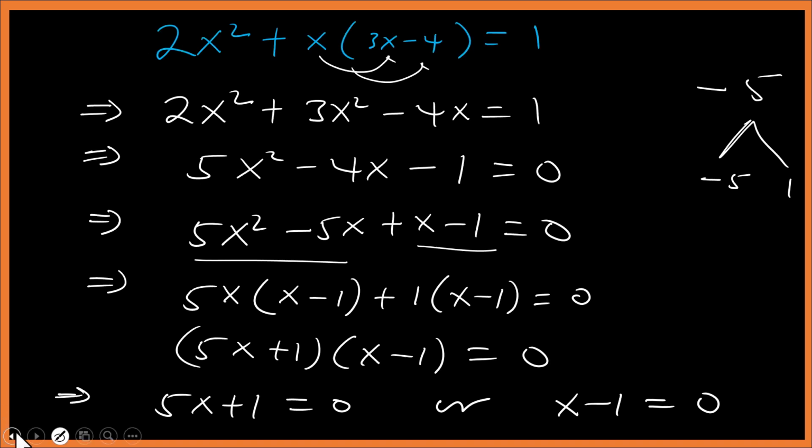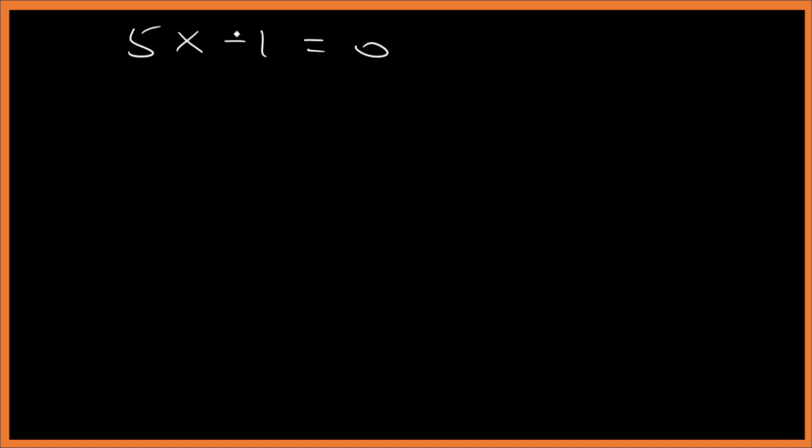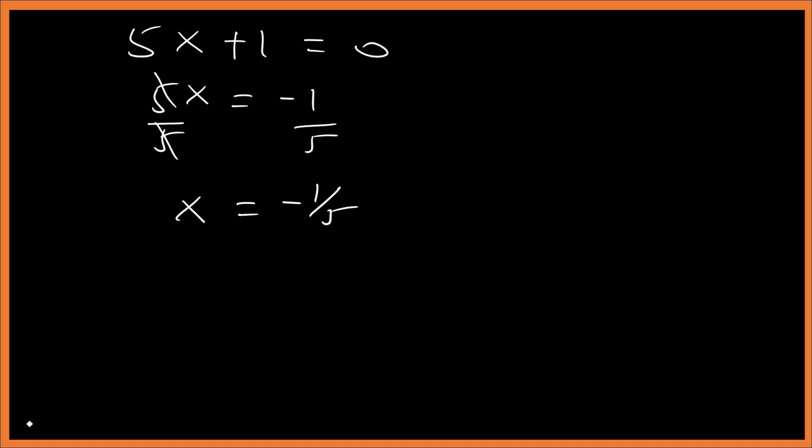So 5x plus 1 is equal to 0. So from here, 5x is the same as minus 1. Over 5, this one will cancel. x is minus 1 over 5. And we have x minus 1 equal to 0, so x equals 1. So we have two answers for x: minus 1 over 5 and 1.